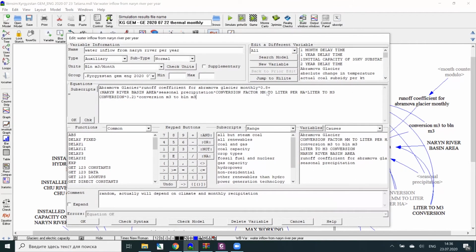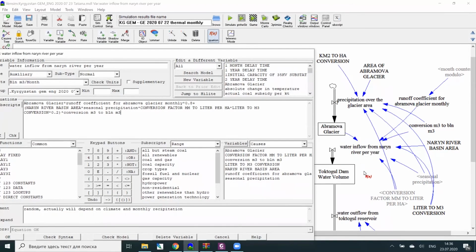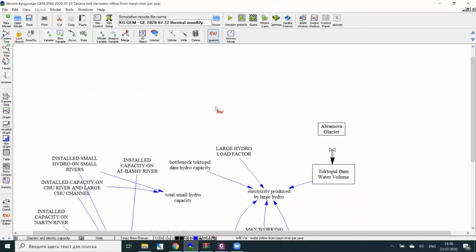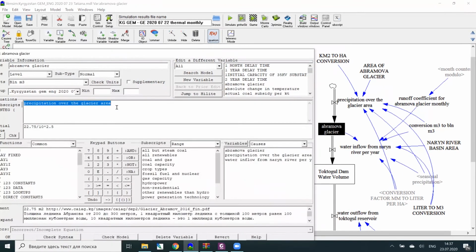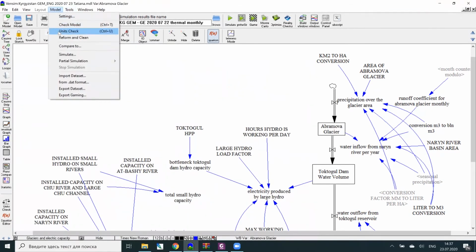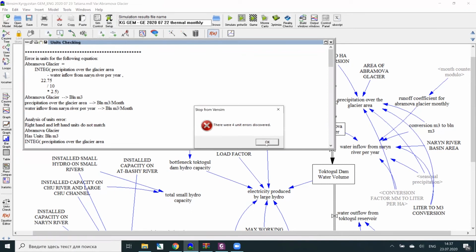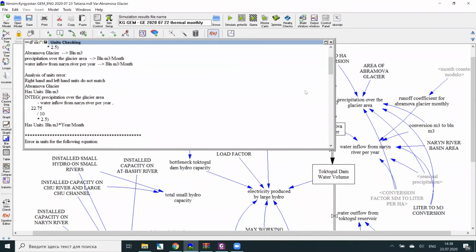What you can do now to connect them: if you click on the rate, the flow tool, click once on the stock, the glacier, and then once on the symbol there in between. Yes, it's a bit slow. Okay, it did work. Then check the equations both for the glacier and the dam. So, glacier is precipitation over, fine, and the outflow water in is also fine. Yes, should be okay. Why doesn't it like it?